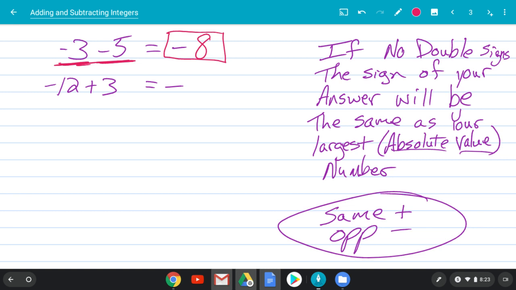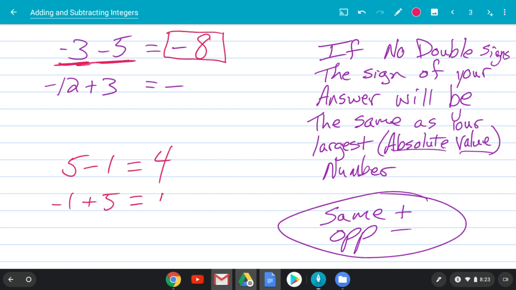The next one down, -12 plus 3. The signs of my numbers are opposite. Since they're opposite, I'm going to subtract. Now, here's the thing, and I'm going to show you in a second. The thing about subtraction that gives us such a problem is when we try to subtract larger numbers from smaller numbers. For example, nobody has a problem with 5 minus 1. That's 4. But everybody has a problem with -1 plus 5.